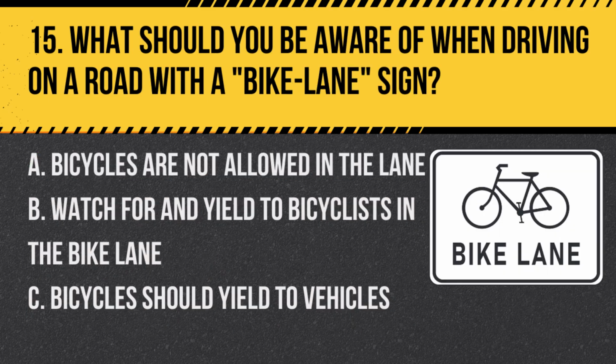Question 15. What should you be aware of when driving on a road with a bike lane sign? A. Bicycles are not allowed in the lane. B. Watch for and yield to bicyclists in the bike lane. C. Bicycles should yield to vehicles.